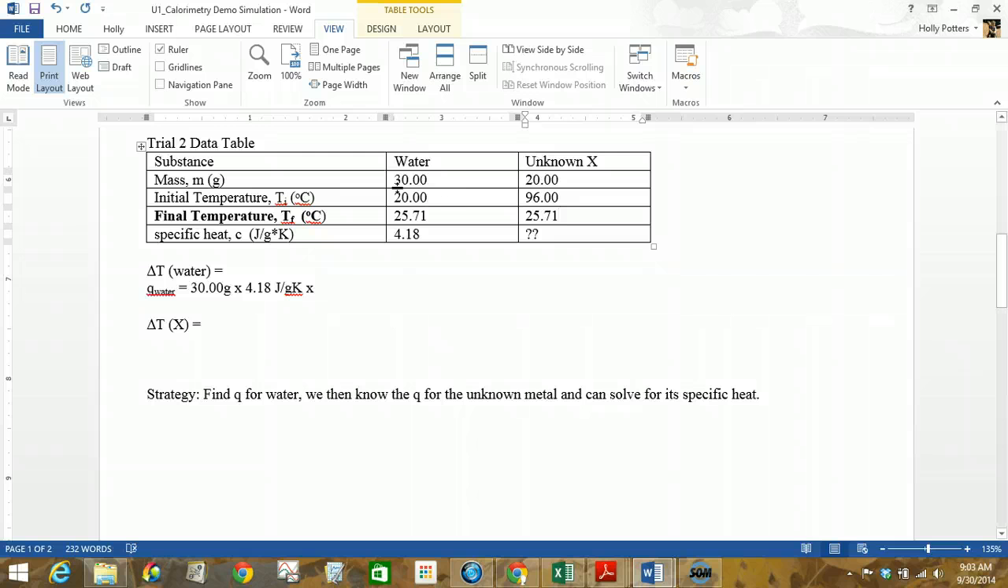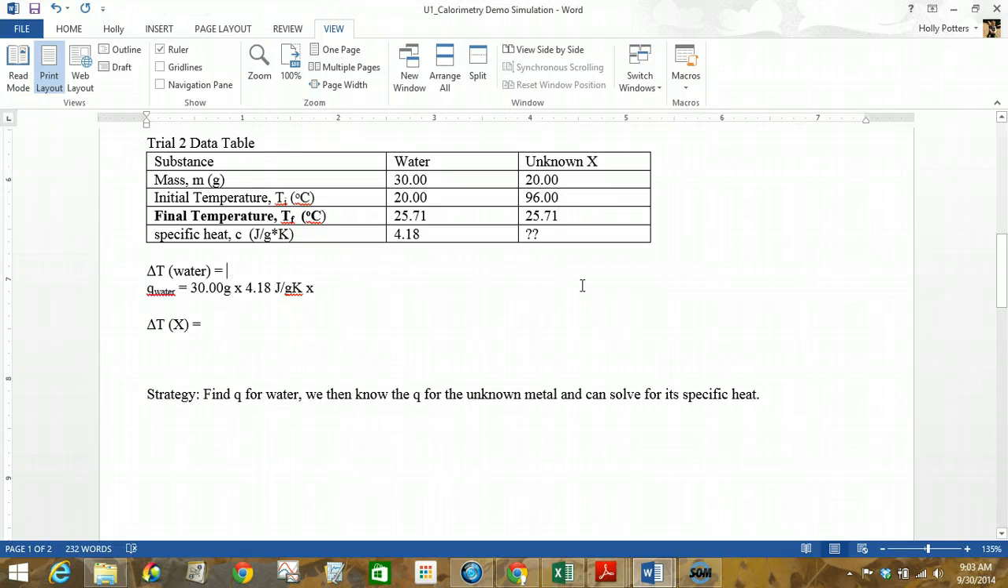Notice I'm not typing in the units in the table here, because I've got them indicated out here. So that's a nice convenient way to make sure we don't have to rewrite everything. So 25.71 minus 20.00, and so that equals 5.71 degrees Celsius. And so we plug that in, 5.71 degrees Celsius, and that's going to give me 716 joules of energy gained by the water. Now what that means is the energy lost by substance X is equal to 716 joules.